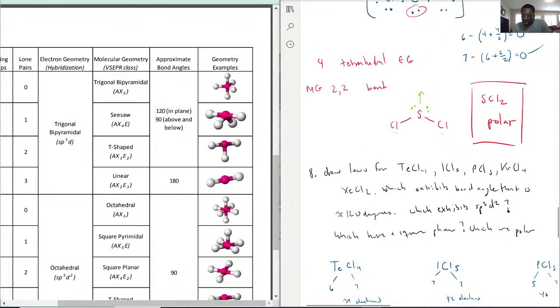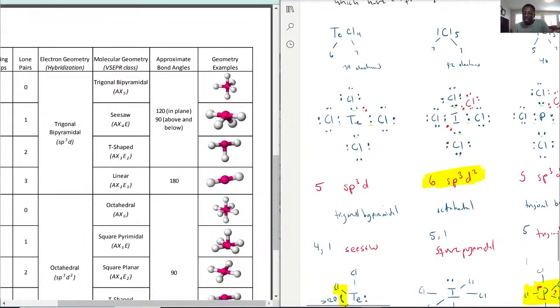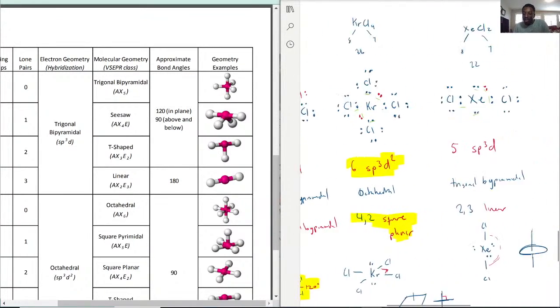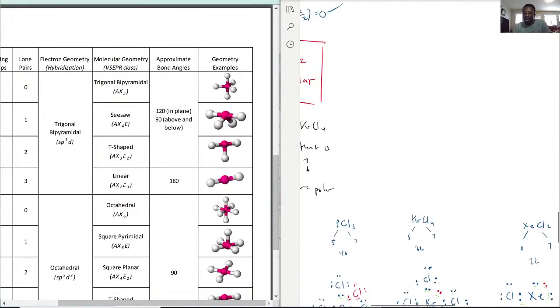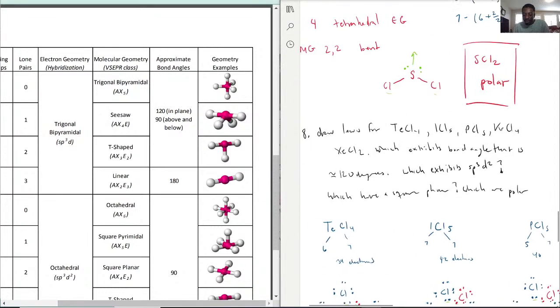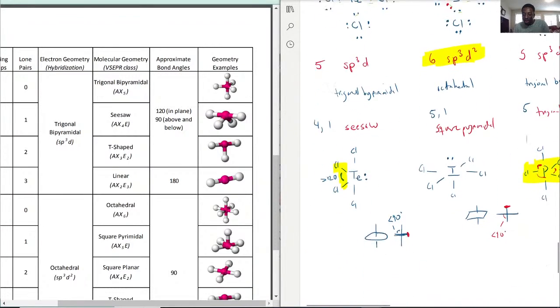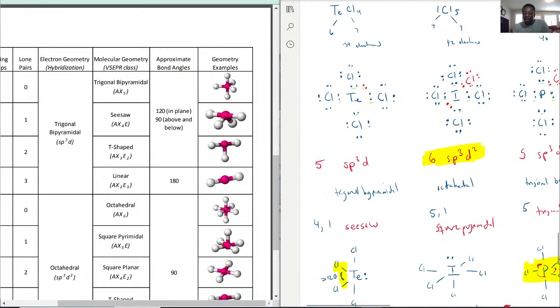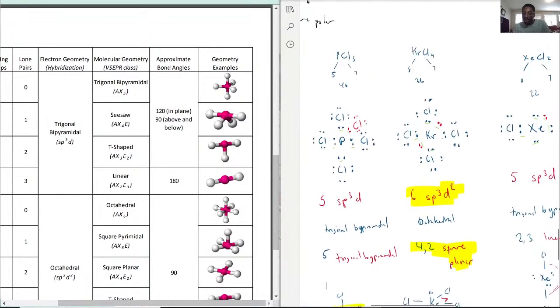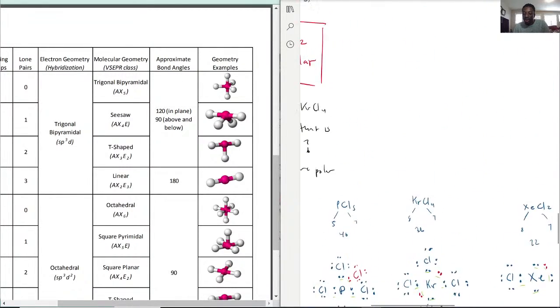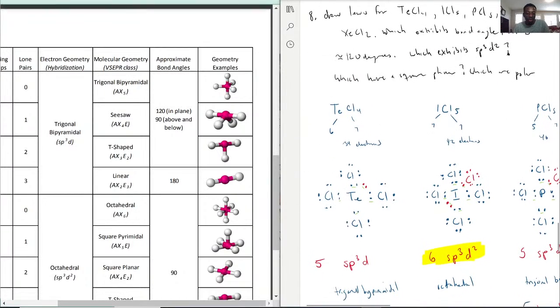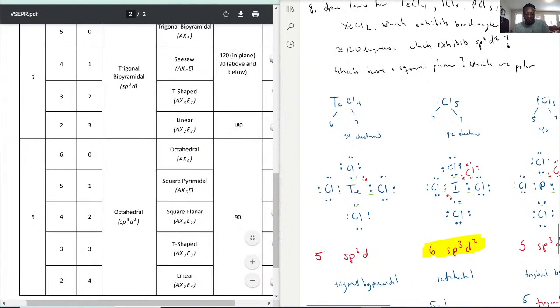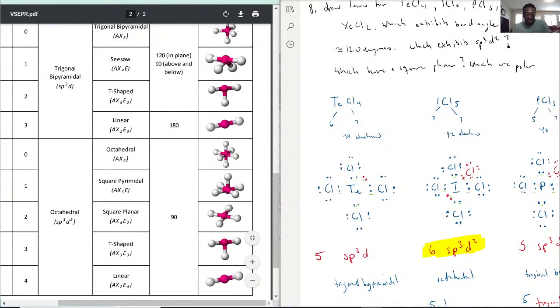Which exhibits sp3d2 hybridization? That would be ICl5 and KrCl4, which have a square planar, specifically not square pyramidal, but square planar. That would be only KrCl4, because the other one is square pyramidal. As you can see the difference.